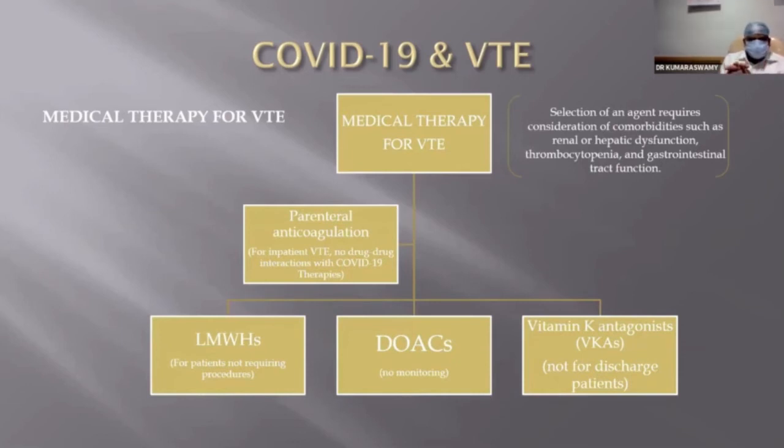Medical therapy for VTE: you can give parenteral anticoagulation. Another thing I forgot to mention in the previous slides: parenteral antithrombotic treatment has less drug-to-drug interaction with the COVID-19 therapies, the new COVID-19 agents. So always I think you can prefer low molecular heparin. But if you are doing some procedure, I think it is better to avoid low molecular heparin and use unfractionated heparin.